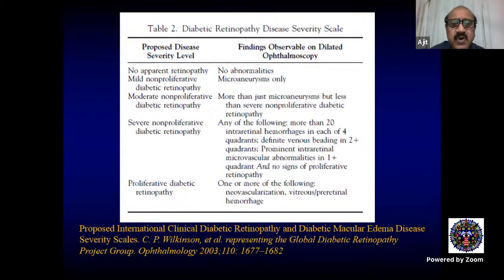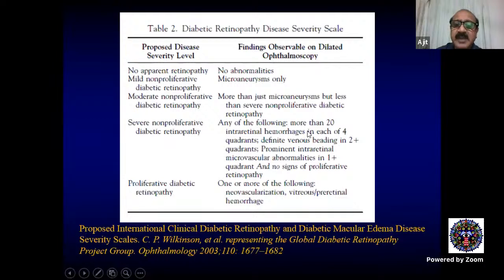So if you go into the diabetic retinopathy disease severity scale, you can see that no apparent retinopathy means no abnormalities will be observed. Mild non-proliferative diabetic retinopathy: whenever a few microaneurysms appear, it means the diabetic retinopathy has started. And when more microaneurysms are appearing, then it is moderate non-proliferative diabetic retinopathy.